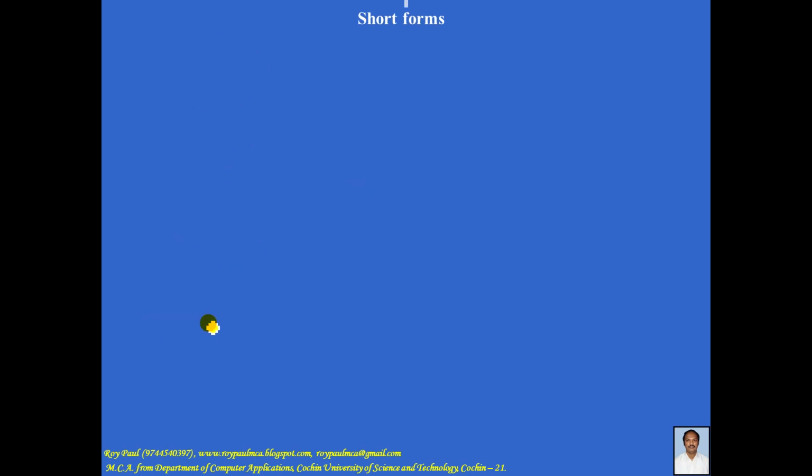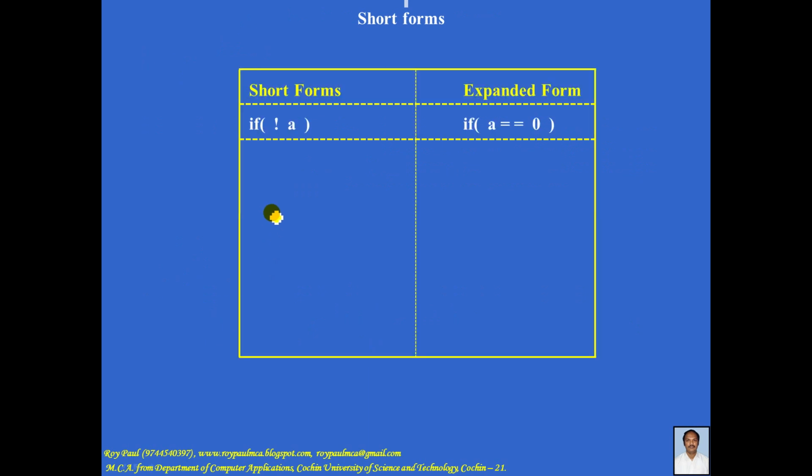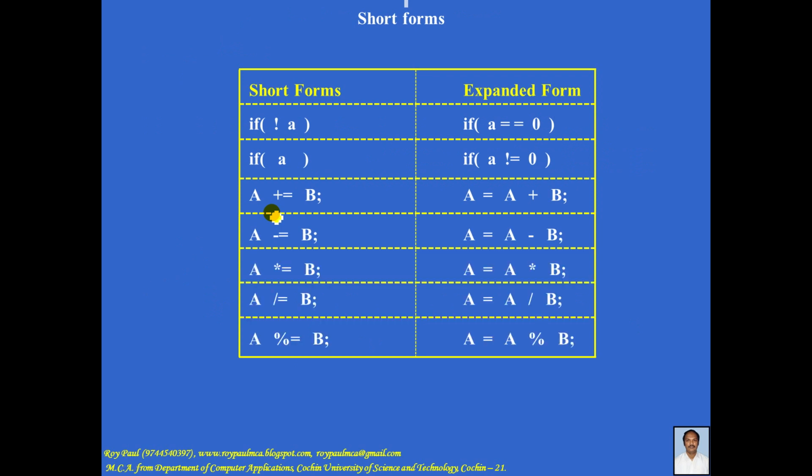Now the output type of questions based on one-dimensional character arrays. To answer that, you need to understand the following short forms. If I write an exclamation mark followed by an expression, the condition tested there is expression equal to 0. If I simply write the expression, the condition tested is expression not equal to 0.